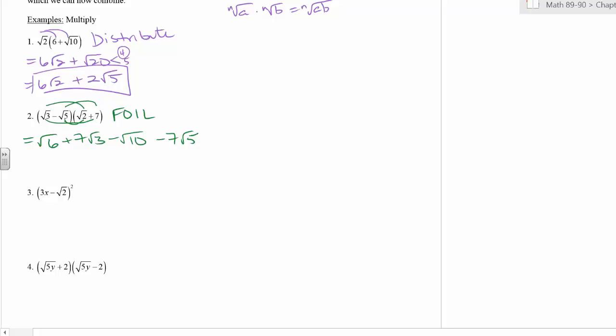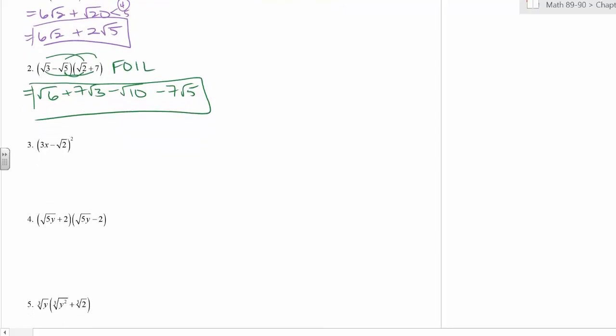Do you have any like radicals? And the answer is no. They all have different radicands. You can't simplify any of them. So that's it. Sometimes you get like radicals, sometimes you don't. And one thing I'll tell you is to look at all the different radicands in the original problem.